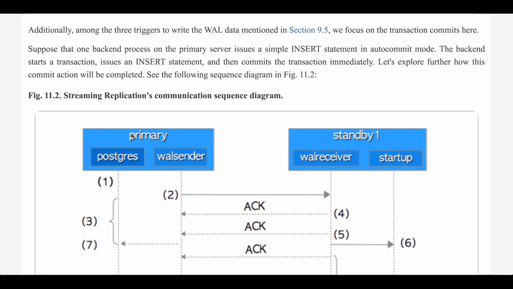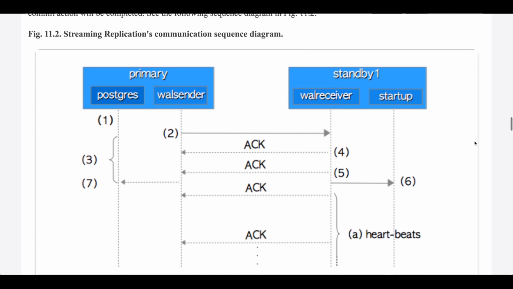Additionally, among the 3 triggers to write the WAL data mentioned in section 9.5, we focus on the transaction commits here. Suppose that one backend process on the primary server issues a simple insert statement in auto-commit mode. The backend starts a transaction, issues an insert statement, and commits the transaction immediately. Let's explore further how this commit action will be completed. See the following sequence diagram.